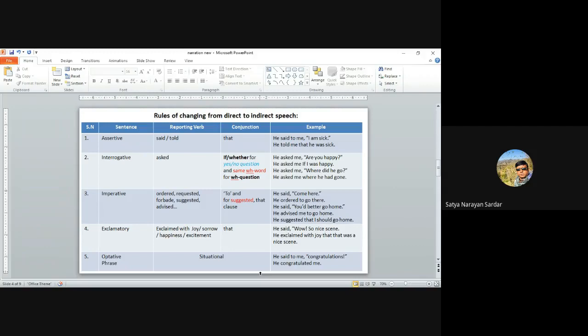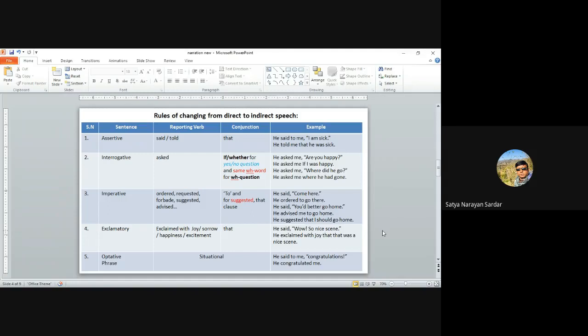Wow, alas, hooray, oof, etc. And there can be an exclamation mark also. And reporting verbs should be exclaimed with joy, sorrow, happiness, excitement, etc., according to the sentence used inside the inverted comma. Let's see. He said, "Wow, so nice scene." He exclaimed with joy that that was a nice scene.